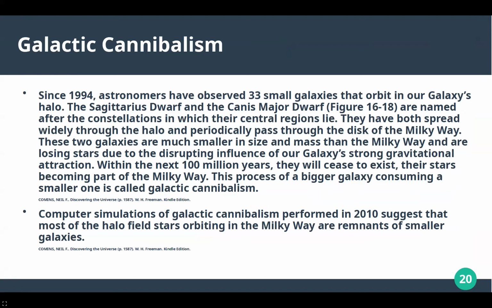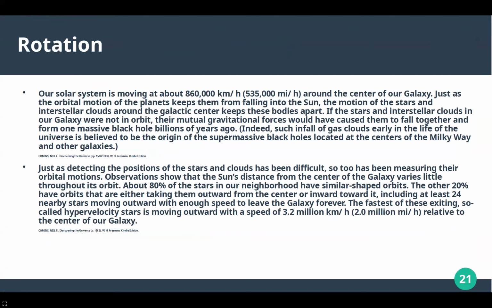Computer simulations of galactic cannibalism performed in 2010 suggest that most of the halo-filled stars orbiting in the Milky Way are remnants of smaller galaxies. Our solar system is moving at about 860,000 kilometers per hour around the center of our galaxy.